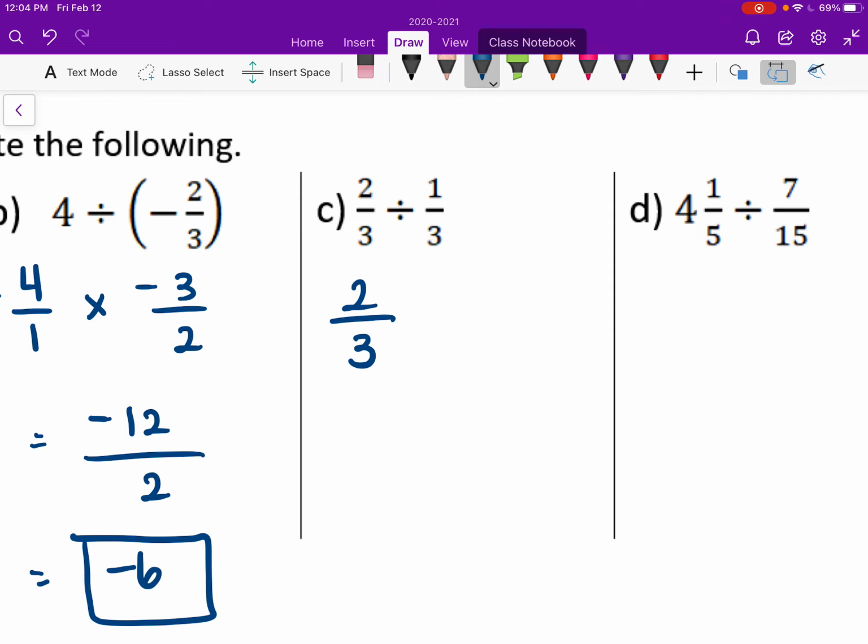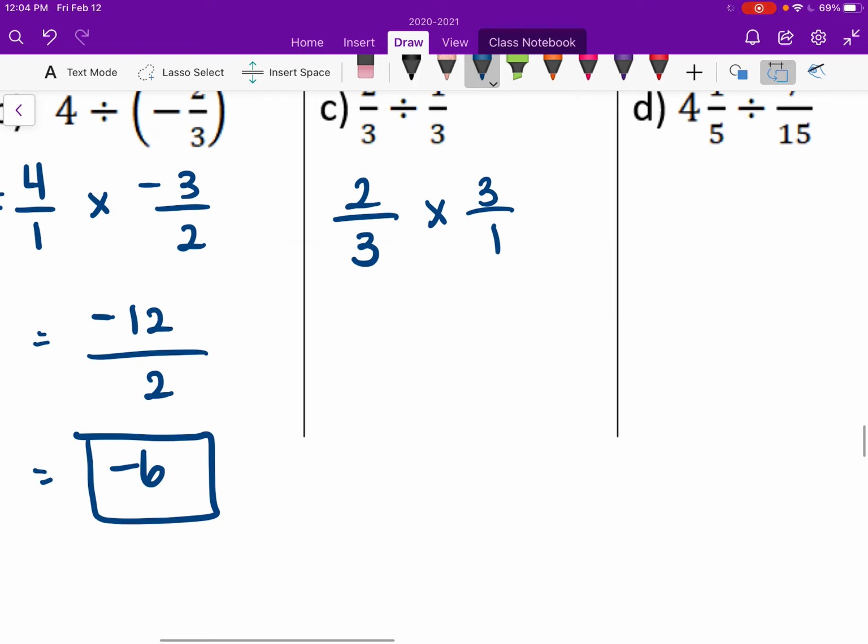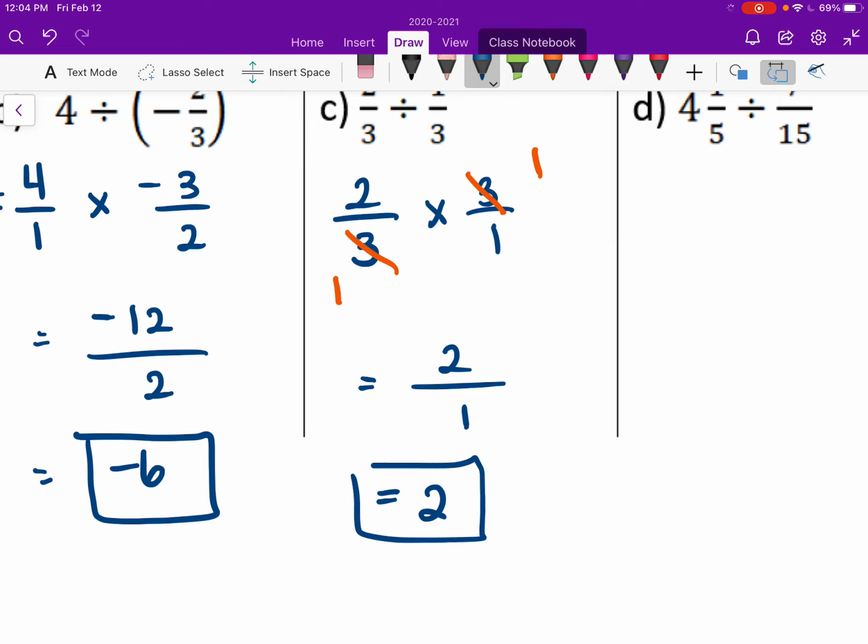So 2 over 3, keep, change, flip. 2 over 3, 2 times 3. I'm just going to cross these out, so I'm left with 1 and 1. 2 and 1 you can't really cross out, right, for the butterfly method, so I'm just going to leave it. So I'm going to do 2 times 1 is 2. 1 times 1 is 1, so I'm left with just 2.